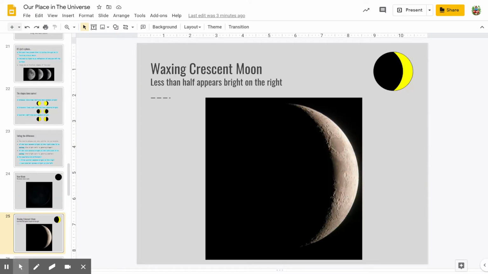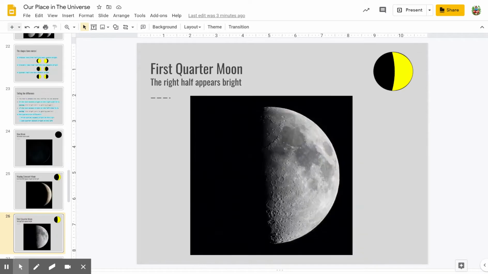All right, and the next thing is our waxing crescent moon. This is less than half of the moon appears bright, and that brightness is on the right-hand side of the moon. So this right here is what it would look like on your diagram if you were going to draw on it. And this big picture in the middle is what that moon phase actually looks like if you were to walk outside and look at the moon.